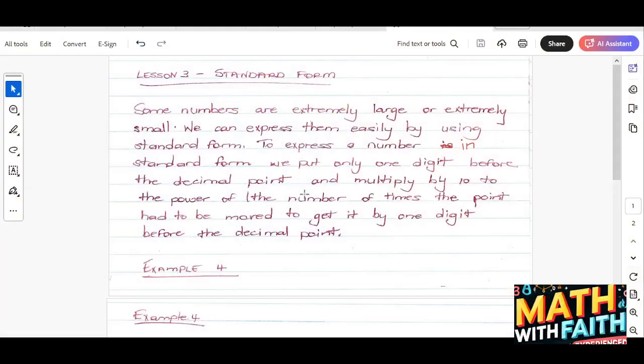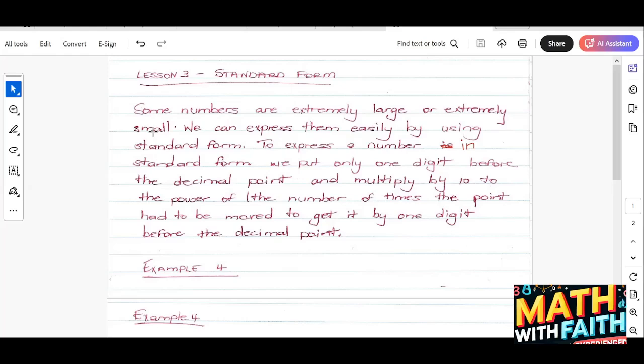You know we've done a lot of rounding off and figures. This is another way to express numbers, right? So we're not rounding it off or anything. We are expressing it in a different format. Some numbers are extremely large or extremely small. You might have a number like 500 million. That's a pretty big number, right? With a lot of zeros.